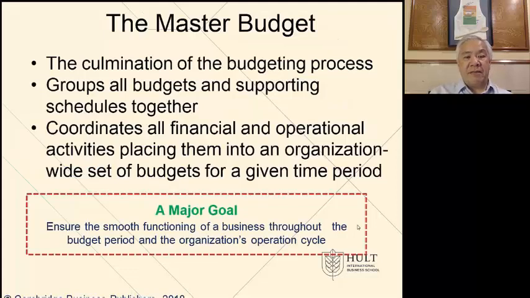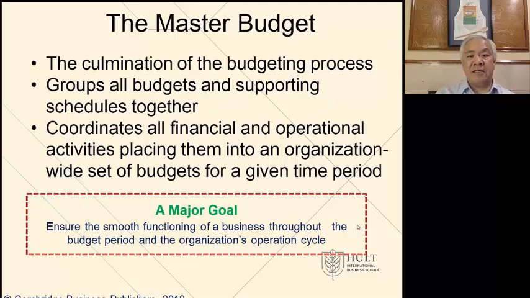Next, we're going to move into the master budget. And this is the culmination of the budgeting process. It's not the beginning, it's the end. We start with all the plans on how much we're going to sell, what are the needed expenditures for the overhead departments, how do we think we're going to be able to purchase our goods, and our vendor relationships. All those are precursors to the budgets themselves.